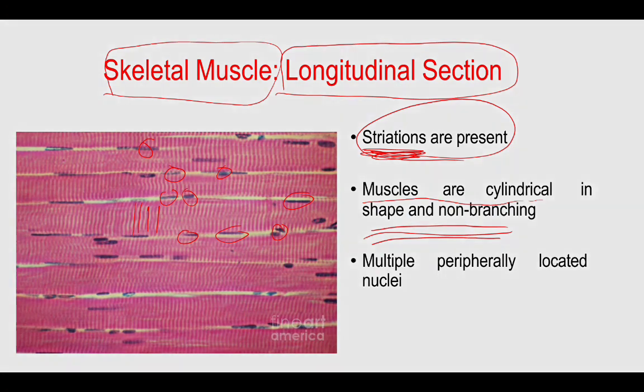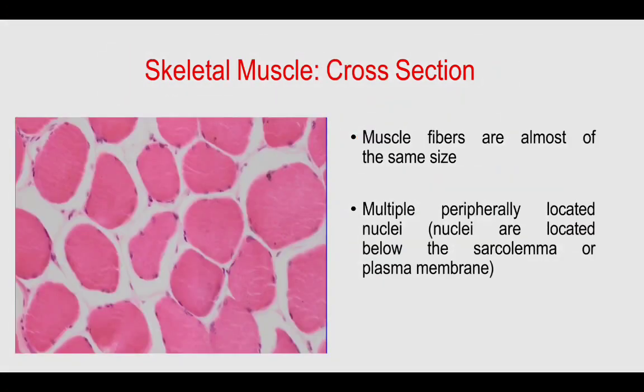How about the cross-section, sir? For the cross-section, gaya ng sinabi ko, you can appreciate yung mga endomysium as well as the perimysium. Okay? Muscle fibers are almost the same size. Tama. Okay? Multiple peripherally located nuclei are located below the sarcolemma or the plasma membrane. So, this is the plasma membrane. Tama. So, these are the nuclei, no? Nasa gilid sila. So, can you appreciate the individual structure of your cross section, no?